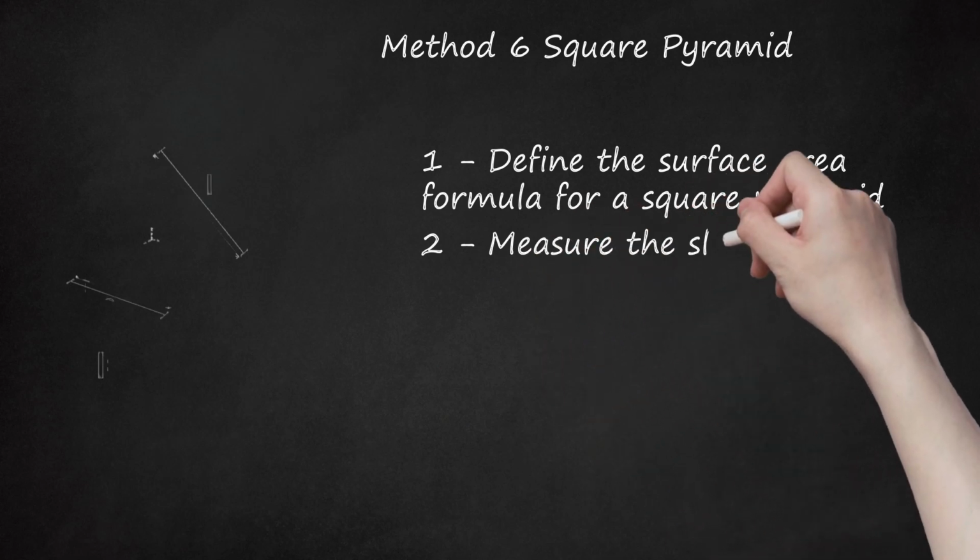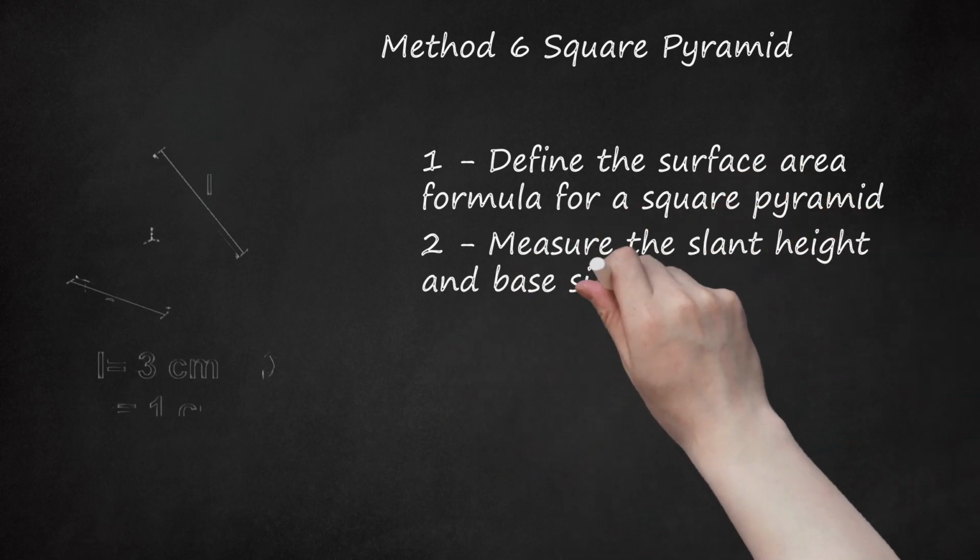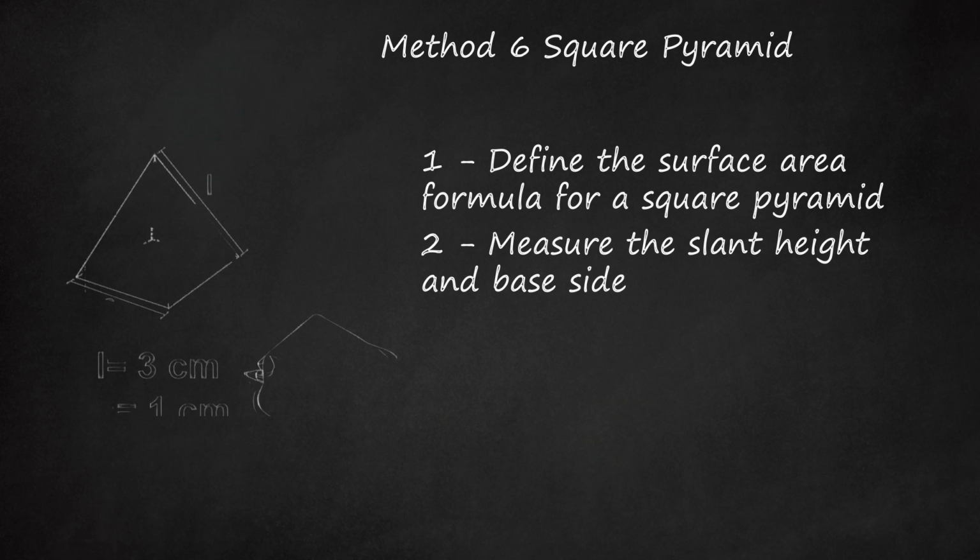2. Measure the slant height and base side. The slant height, L, is the height of one of the triangular sides. It is the distance between the base and the peak of the pyramid as measured along one flat side. The base side, S, is the length of one side of the square base. Because the base is square, this measurement is the same for all sides.